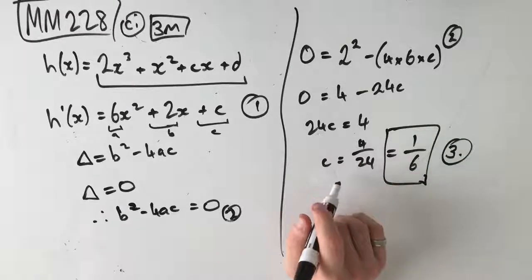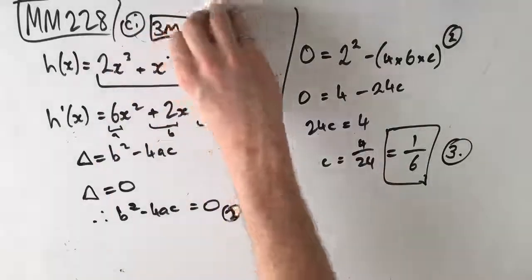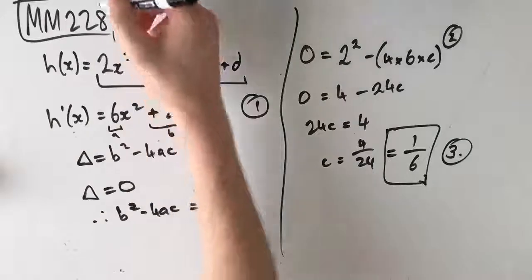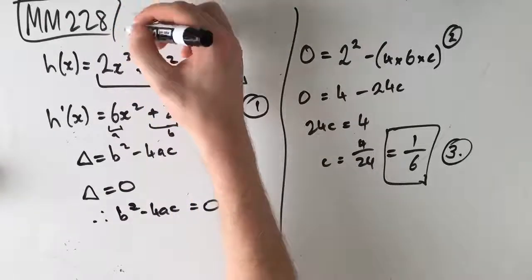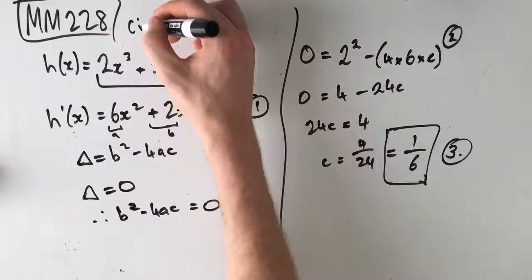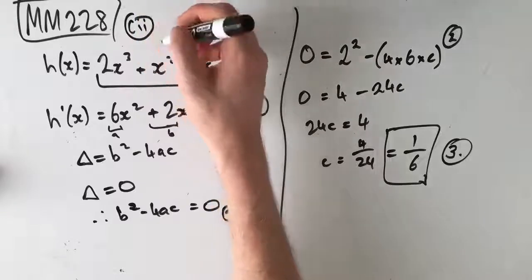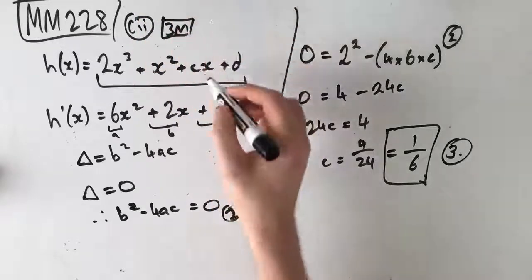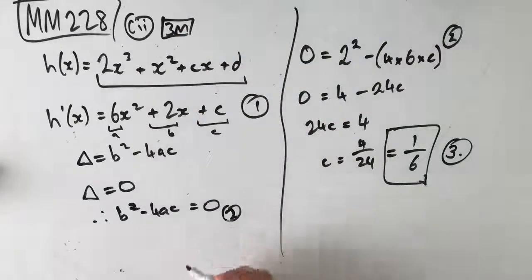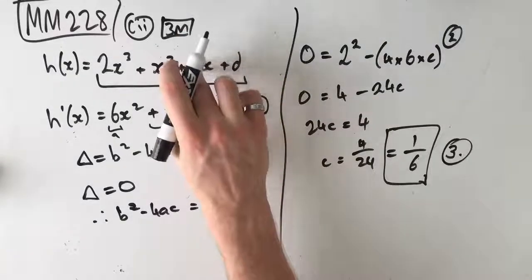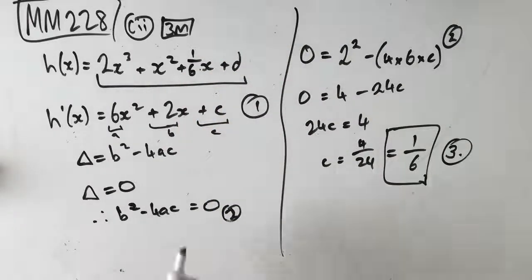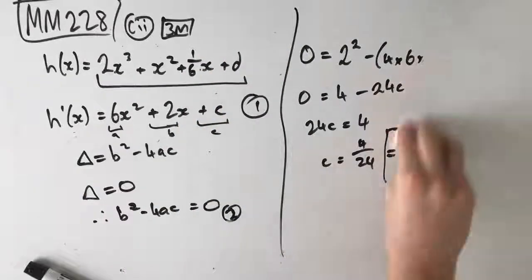Let's move on to part CII. Part CII says if this stationary point occurs at the point of intersection of y equals h of x and the inverse of h of x, find the value of d. Cool, so we're still dealing with this same cubic, but now we actually know what c is, right? We know that c is equal to 1 on 6. Cool. And we're going to search for our d value.